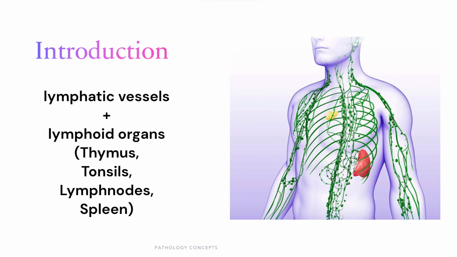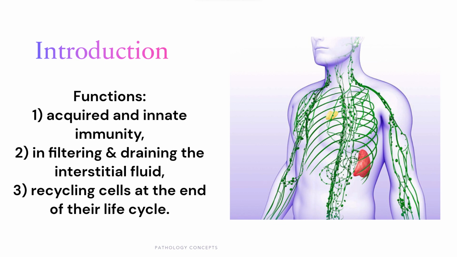The lymphatic system is composed of lymphatic vessels and lymphoid organs. Lymphoid organs are the thymus, tonsil, lymph node and spleen. This system assists in acquired and innate immunity, in filtering and draining the interstitial fluid, and in recycling cells at the end of their life cycle.